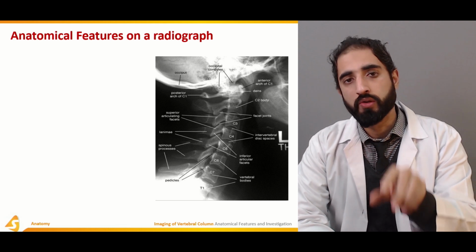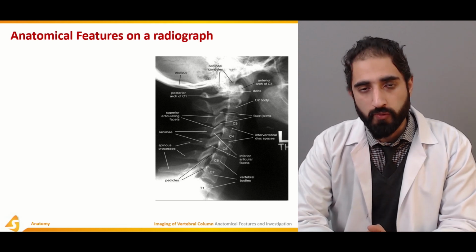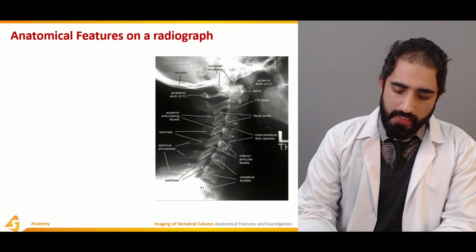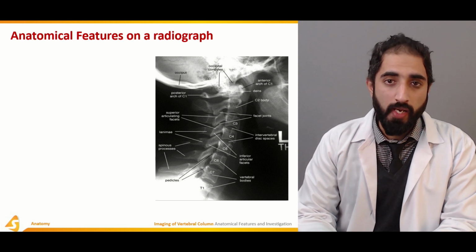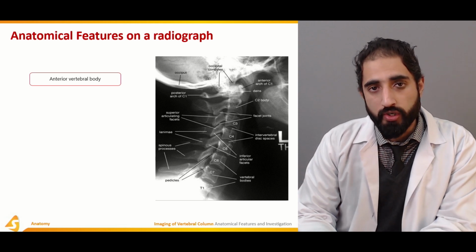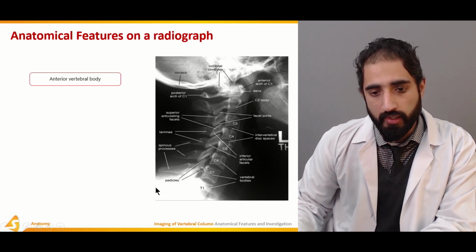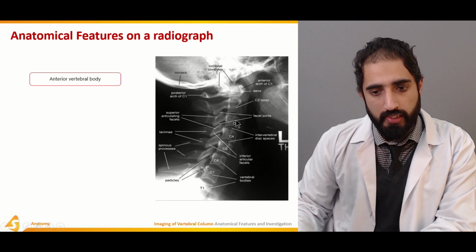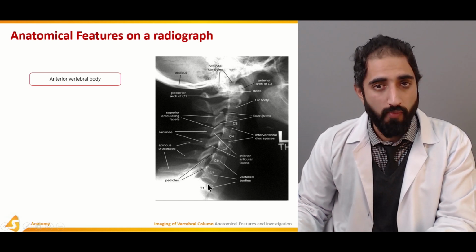So now, as we have identified these anatomical features of a typical vertebra, we can also observe them on an X-ray. Let's take an example of a cervical spine X-ray and identify the structures. First of all, we have the vertebral body, which is located anteriorly. Here we can see C1, C2, C3, C4, C5, C6, C7, and T1.